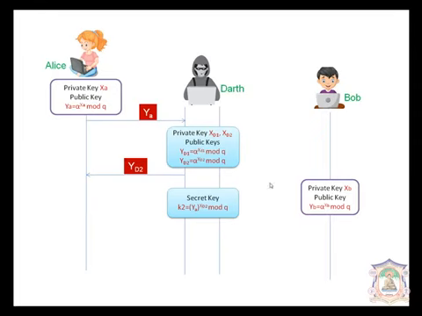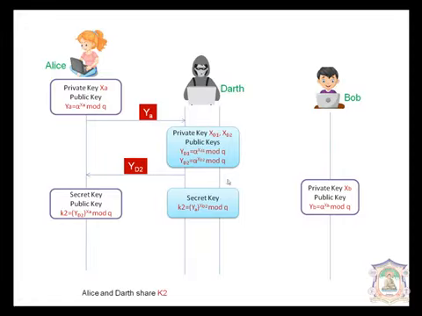Using which, Death will generate a secret key K2 is YA power XD2 mod Q, and similarly, Alice will generate the same secret key K2 is YD2 power XA mod Q. This part of the diagram is the Diffie-Hellman key exchange protocol.